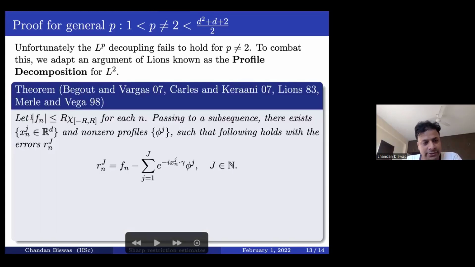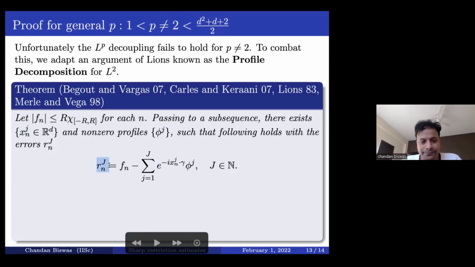Again, we start with a sequence of functions Fn, each of these supported on the compact interval minus R to R, and each of these is uniformly bounded by R pointwise. Then passing to a subsequence, there are sequences x_n^j in R^d, at every step j, and a non-zero function phi_j, such that the following hold. You take phi_j, modulate it by x_n^j, and subtract the finite sum of the profiles from Fn, and we call this the error term or the remainder term at the capital J step.